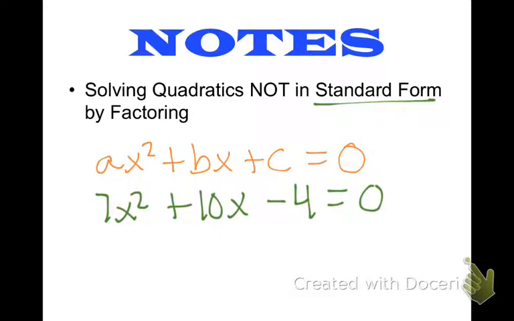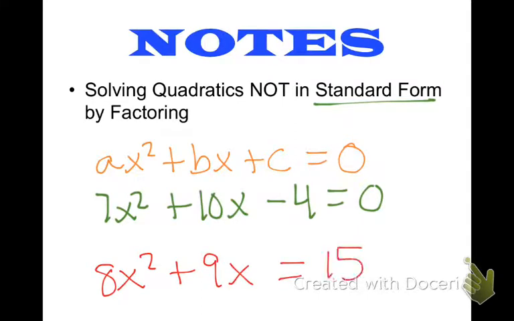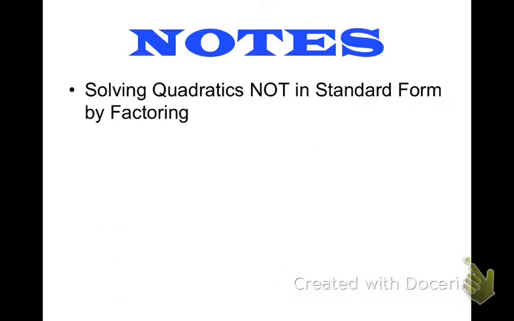So again, this is considered standard form, where all three terms are on one side of the equal sign. So we're going to be looking at quadratics that have something slightly different, something like, let's say we have 8x squared plus 9x equals 15, where one of the terms is on the opposite side of the equal sign. So standard form is when they're all on the same side of the equal sign. So we're going to be looking at these that we're going to be factoring. That's going to add one more step to our steps from yesterday on how to solve a quadratic by factoring. So let's go ahead and get started.